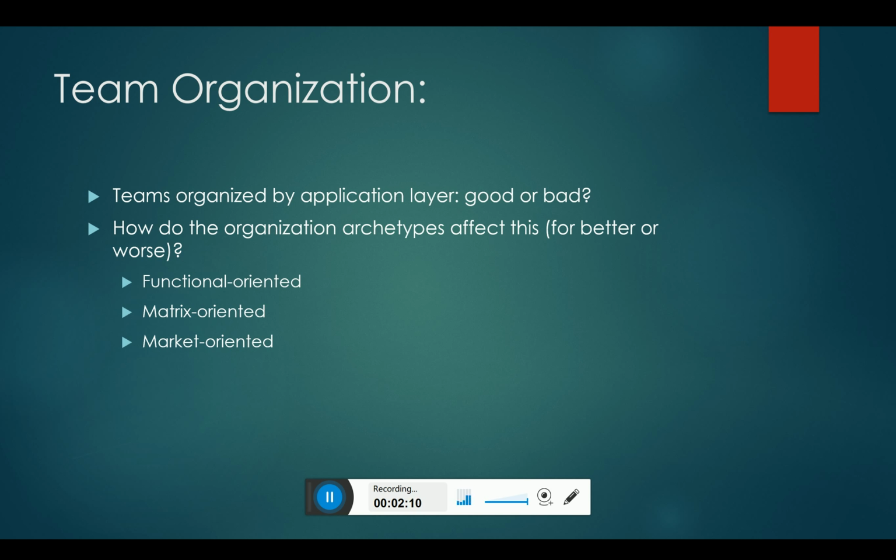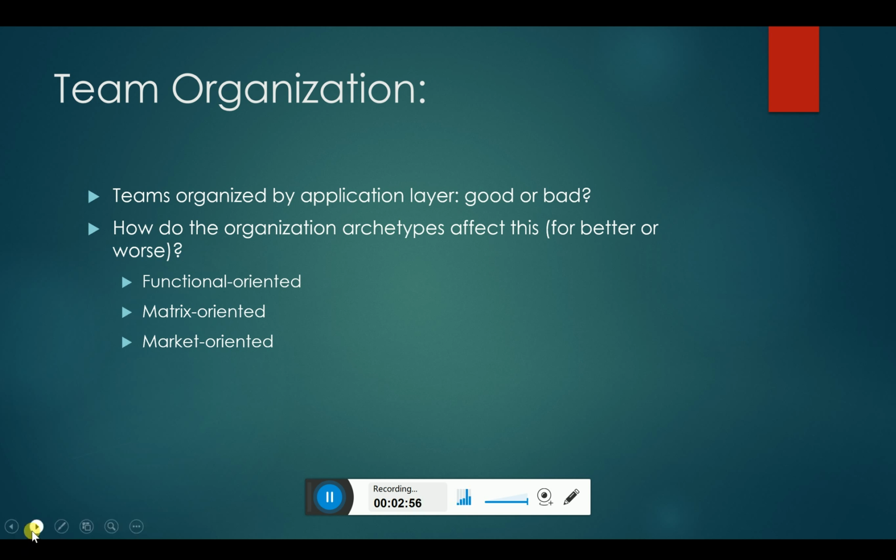How do the organizational archetypes affect this, for better or worse? We have a few different types here. Functional orientation is basically optimizing your team for cost: how can you save the most money while still getting a workable product out to your consumers. You can probably figure out some downsides already if you're only going for cost. Matrix is a little bit of both market and functional, meaning you optimize for cost with functional and for speed with market. And market is basically optimizing solely for speed.